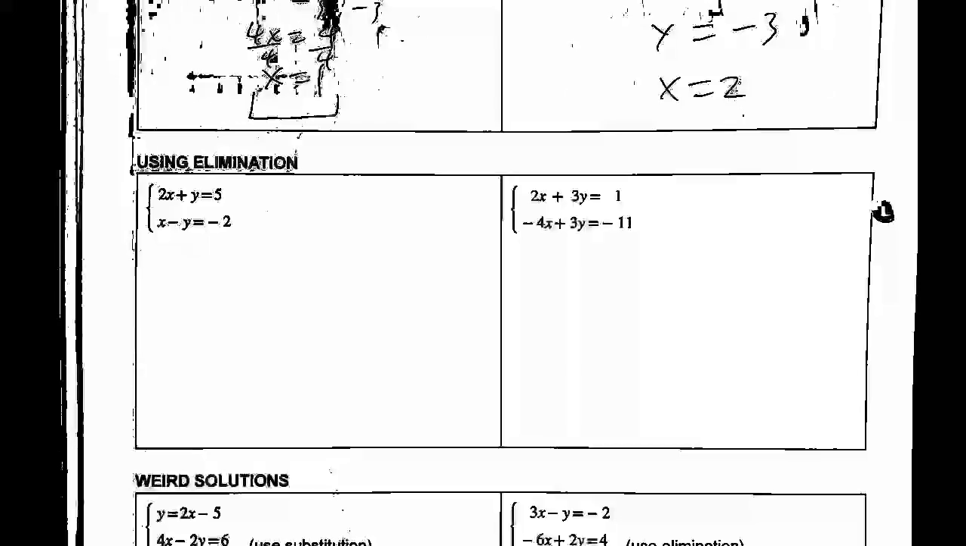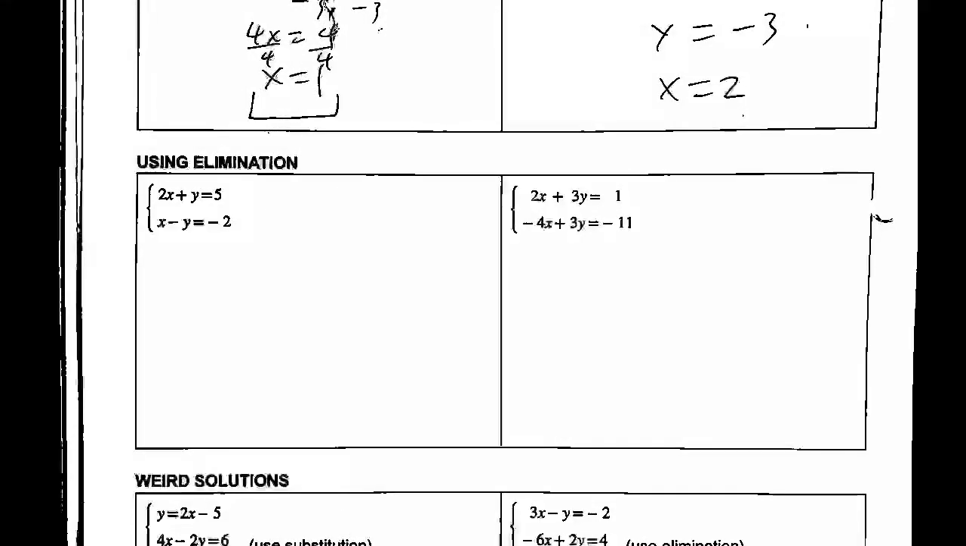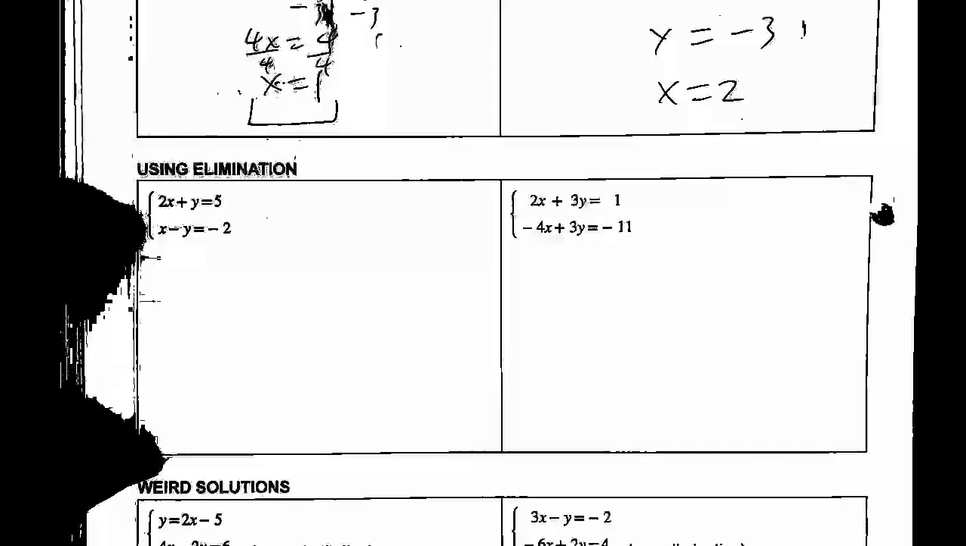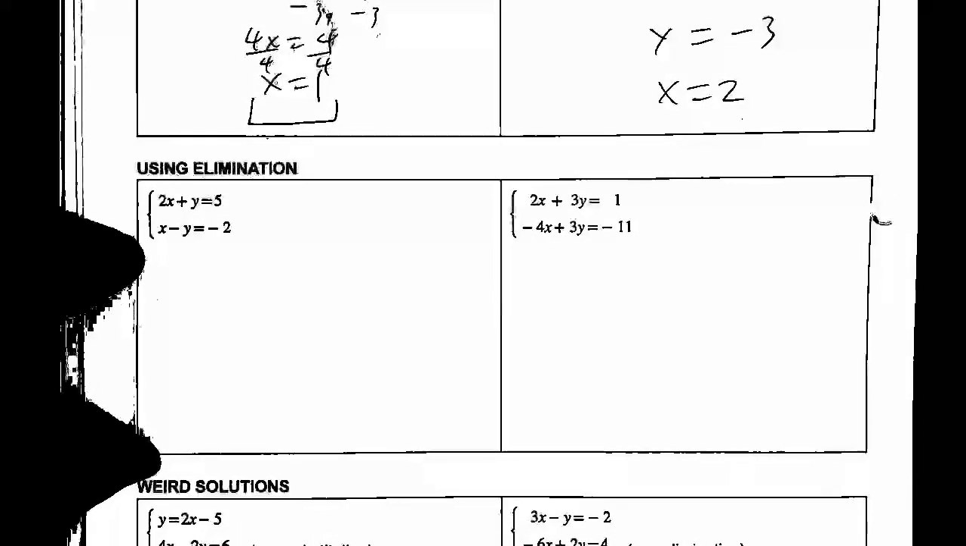Using elimination, the idea is to combine the equations to cancel out variables. So see right here, again, we don't have a variable isolated, but if we add these together, we'll get 3x and then nothing, right? These will cancel, and then 3. So x must equal 1. And then I can plug that value in. Right, do you see what I did there?